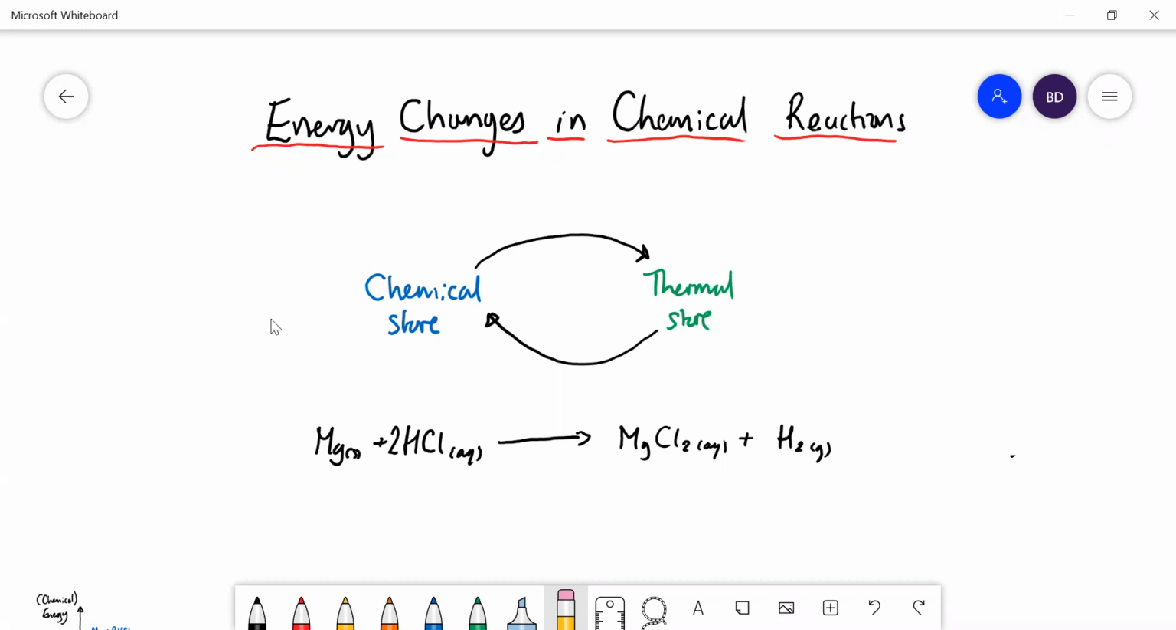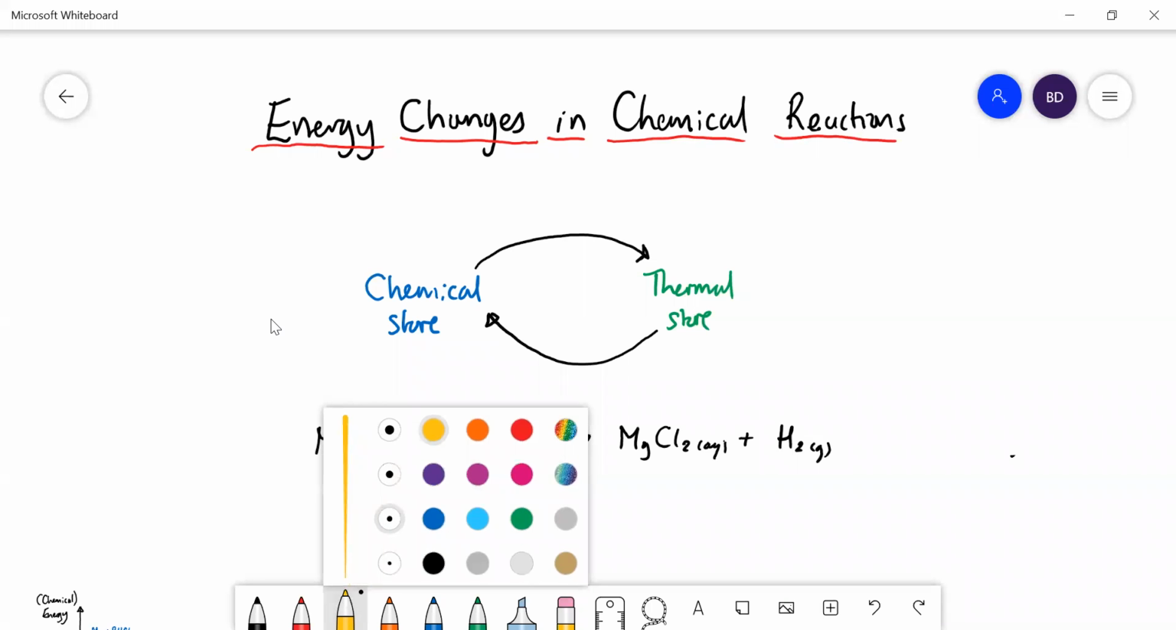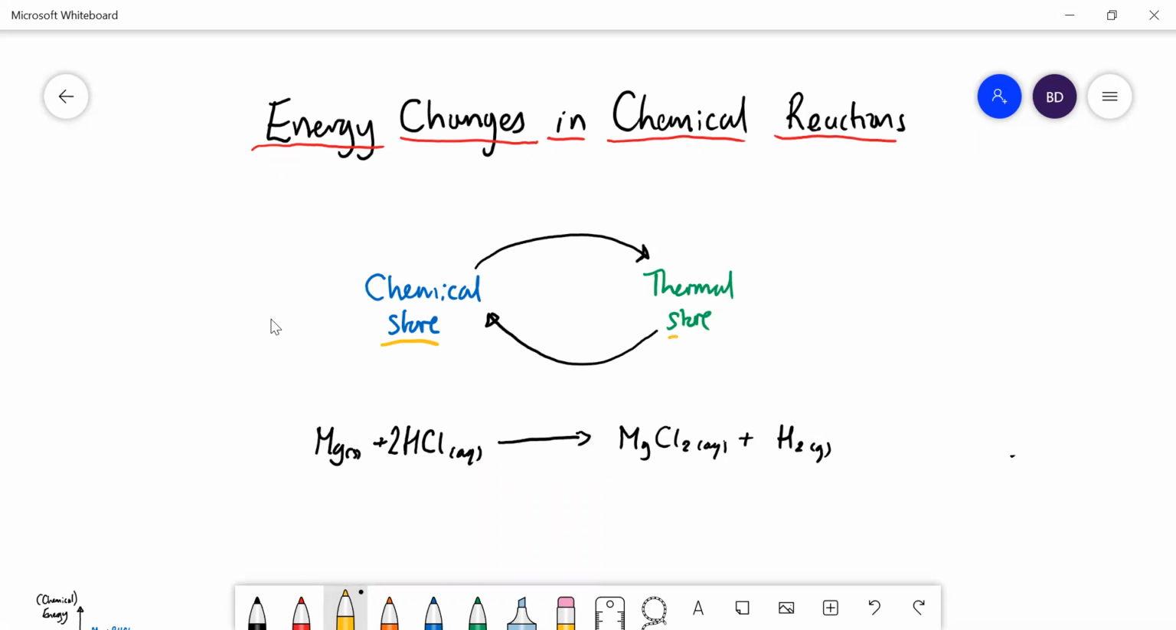Okay, we're going to look at energy changes in chemical reactions, an introduction to this topic. From your physics, you probably know that energy can't be created or destroyed. It just gets moved from one store to another. In physics, you go on about a load of different stores, gravitational potential and so on. But the only two stores we're really interested in in chemistry are the chemical store and the thermal store.